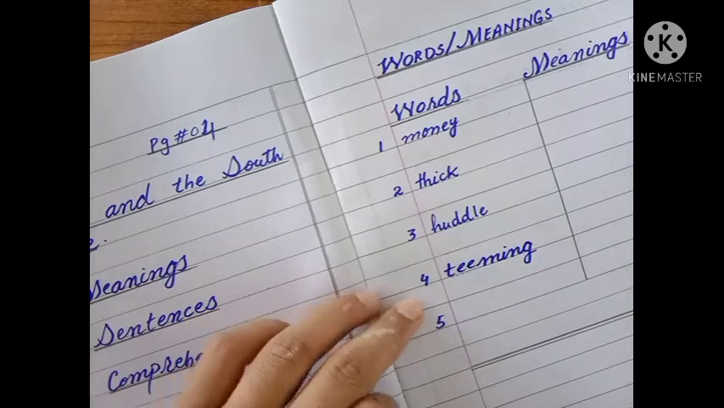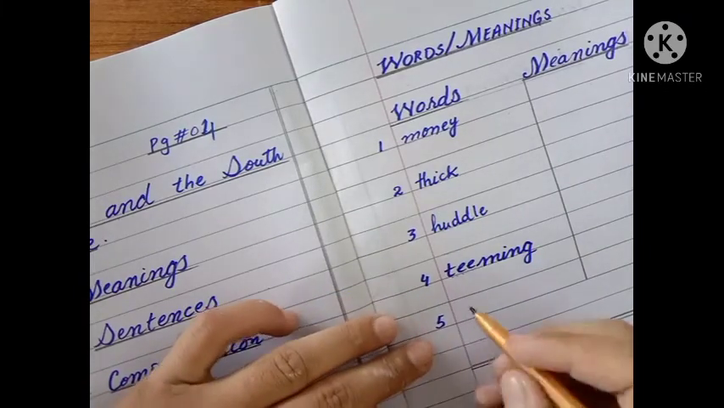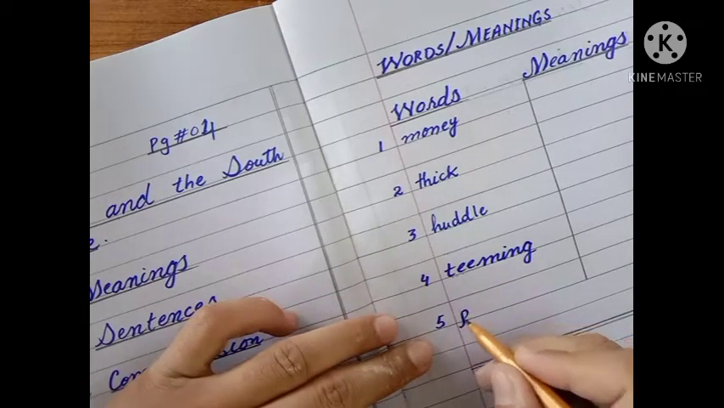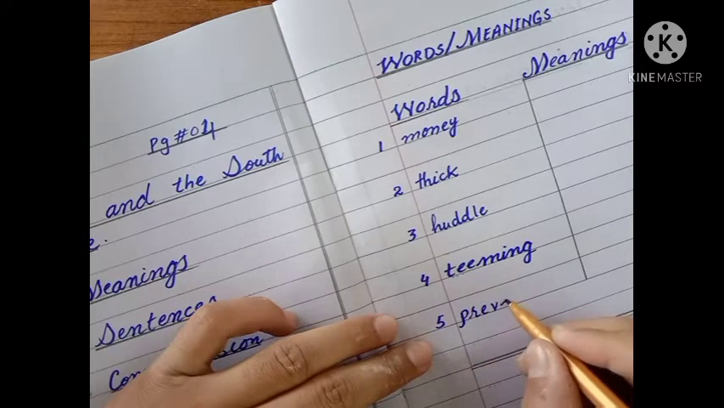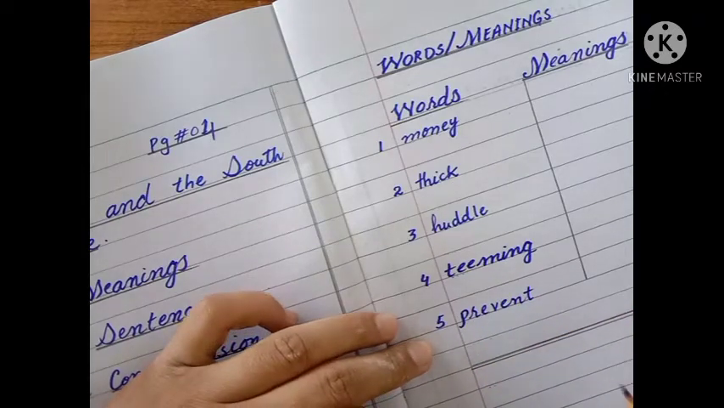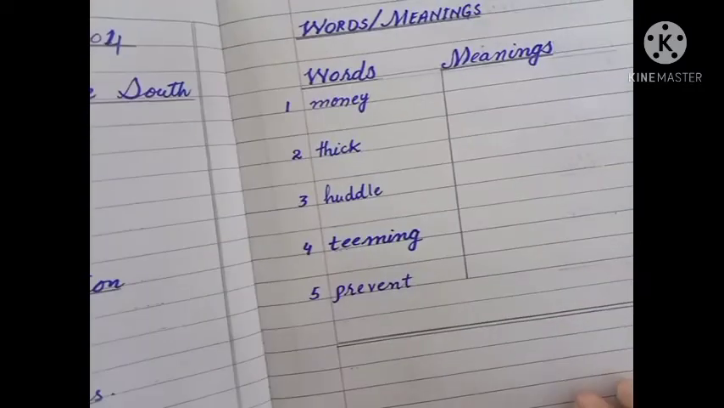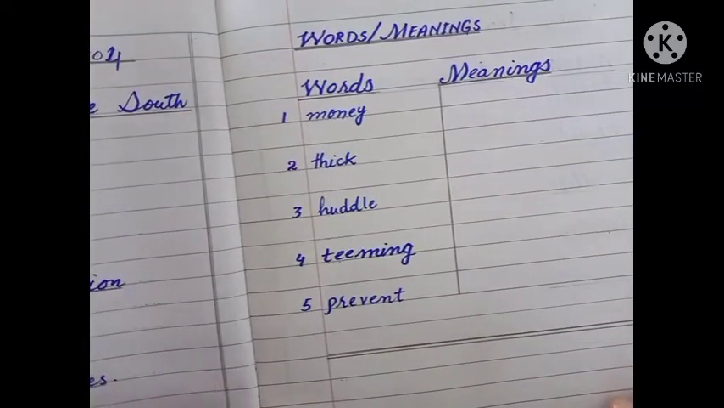teeming, and the last word is prevent. Very, very important: you have to write down all the words. The first letter of each word, you see, is small, not capital. Okay, and then we have to write down the meanings.